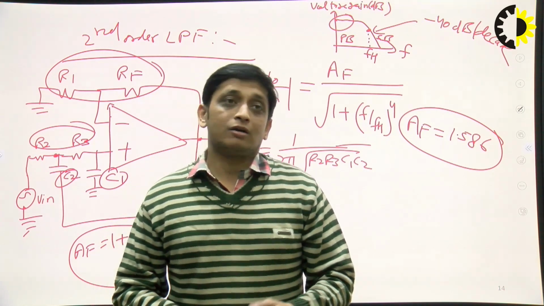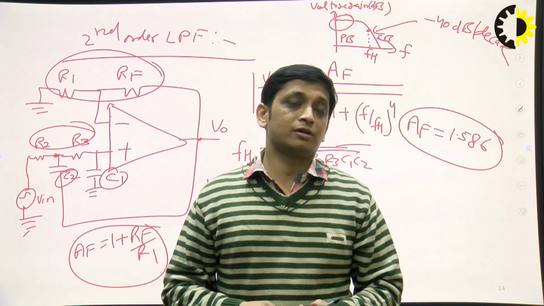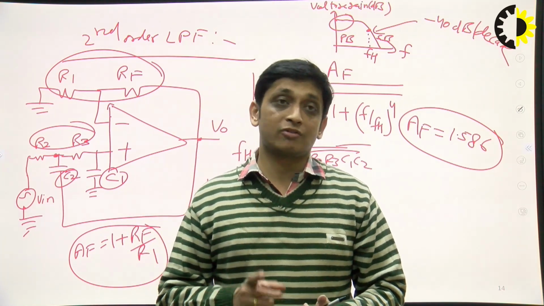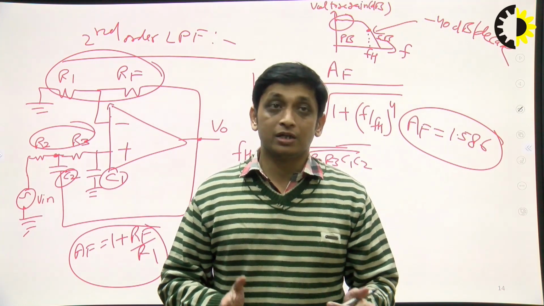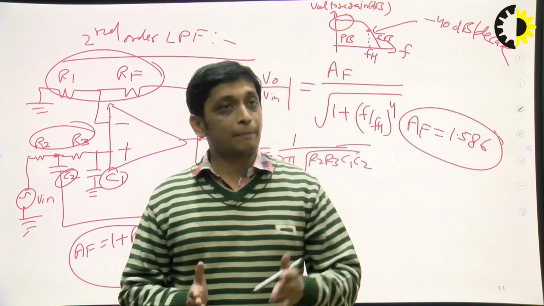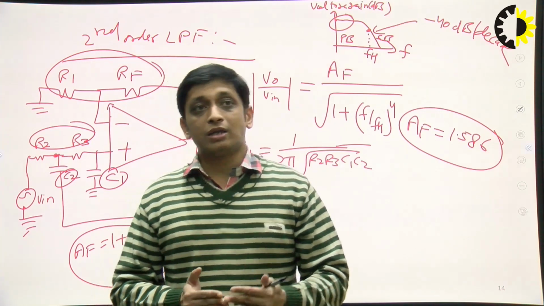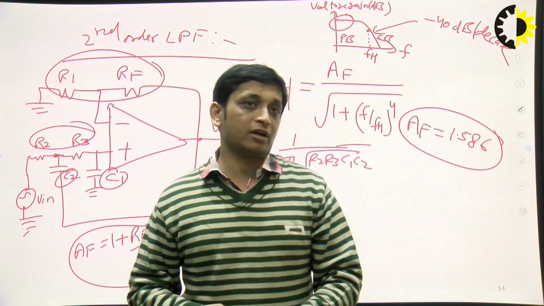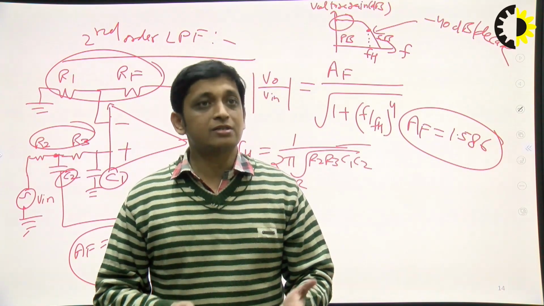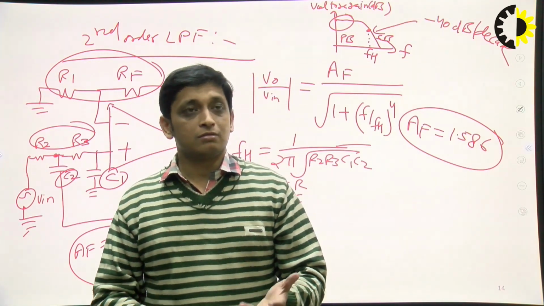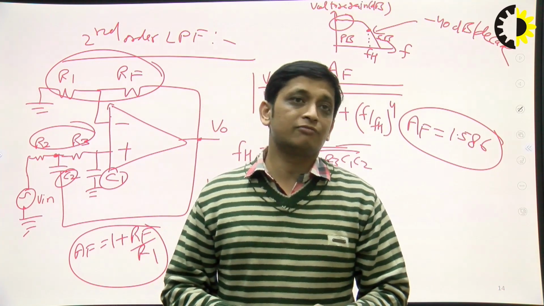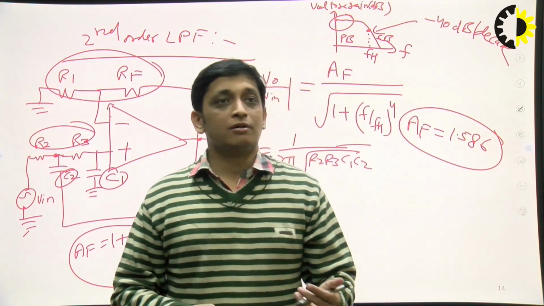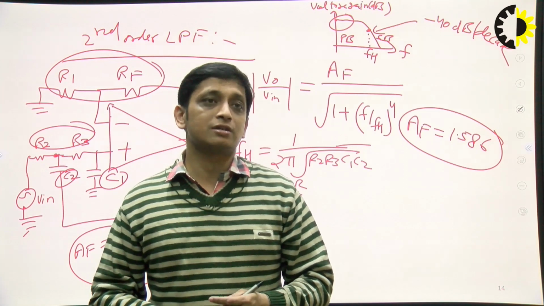And the second advantage that I have mentioned already in case of active filter is no loading effect. The reason is that we are using an op-amp, and normally in active filter circuits we prefer non-inverting configuration. The advantage of non-inverting configuration is higher input impedance. Because of that, the loading effect is reduced.